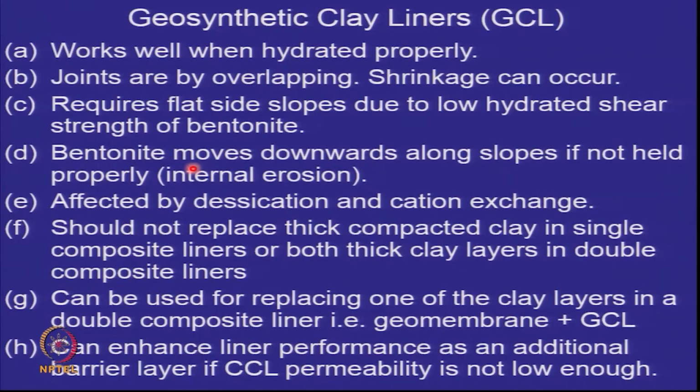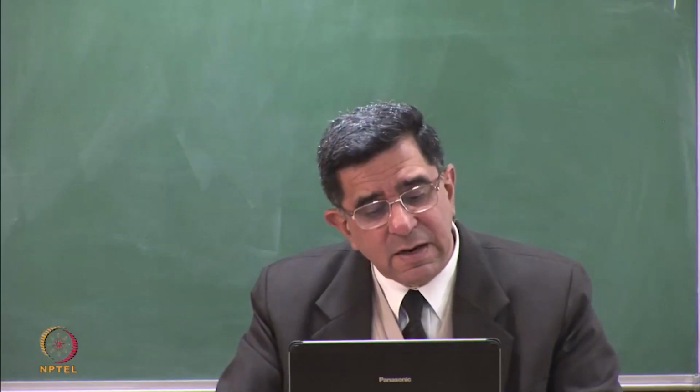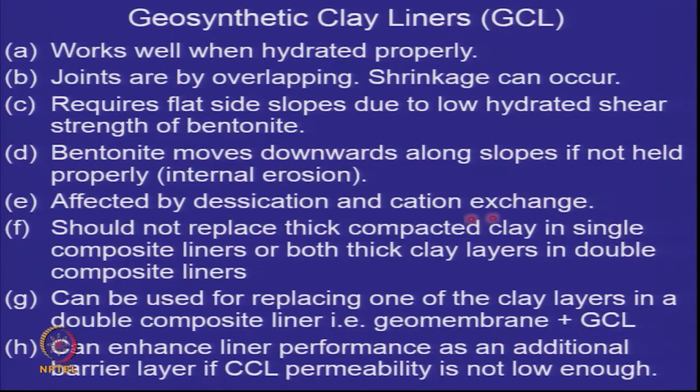Also, it is observed now from field results that bentonite tends to move downwards. There is internal erosion if the gluing and stitching is not proper. And definitely it is affected by cation exchange. Because it is sodium bentonite, if calcium chloride solution goes in, permeability will increase by an order of 10 to 100. So GCLs should not replace thick compacted clays in a single composite liner, or both the thick clay layers in double composite liners. They can be used for replacing one of the clay layers in a double composite liner.